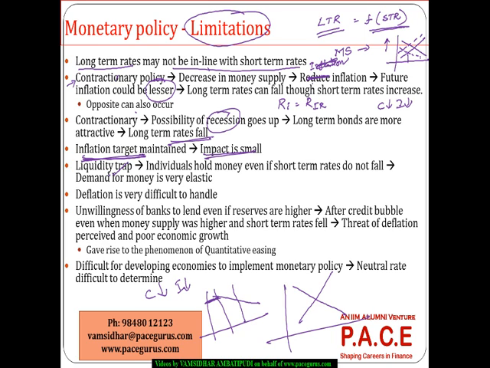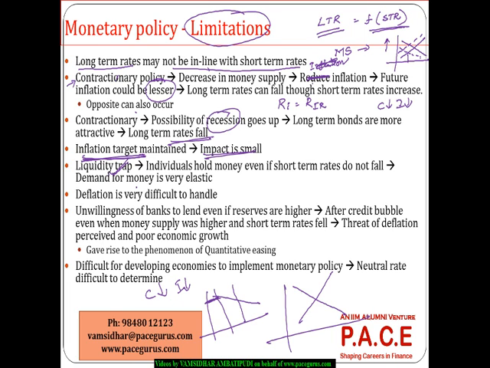Then there is a possibility of a liquidity trap, which simply says, yes, even if the short term rates are not falling, people don't want to deposit the money. They want to hold it in the form of cash. So the demand for money is very elastic. No one can do anything about it. And even then, any kind of monetary policy, contractionary or expansionary, cannot result in changing the interest rates at all.